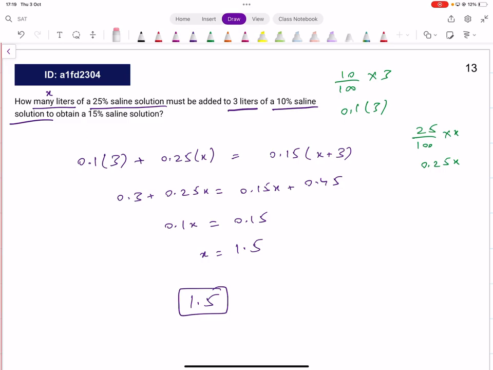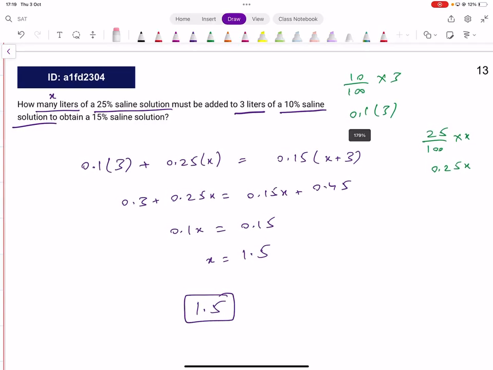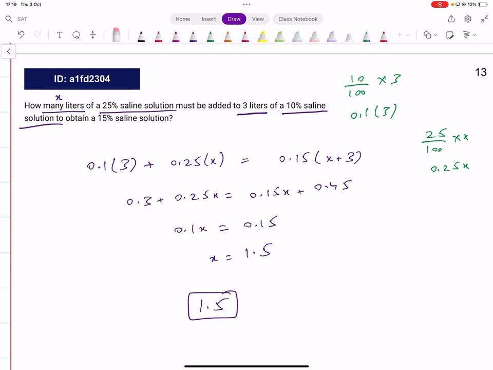Okay? This is a mixture problem that we did when we did word problems as well. Right? It was almost exactly the same question that we did there. It's a standard question. You'll see quite a few of them in practice questions as well.